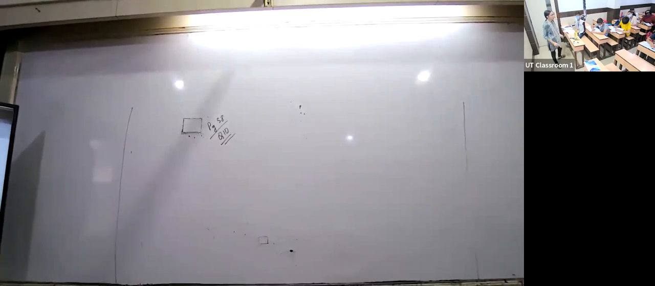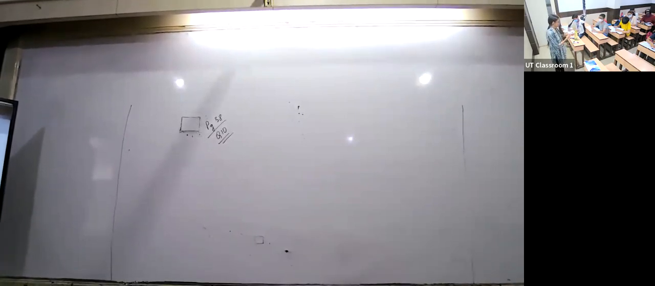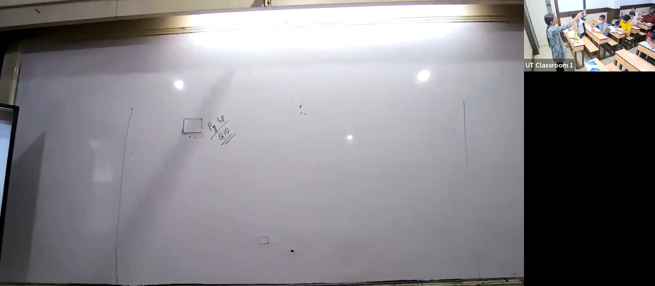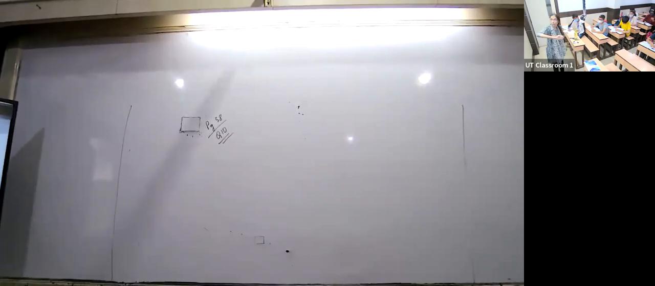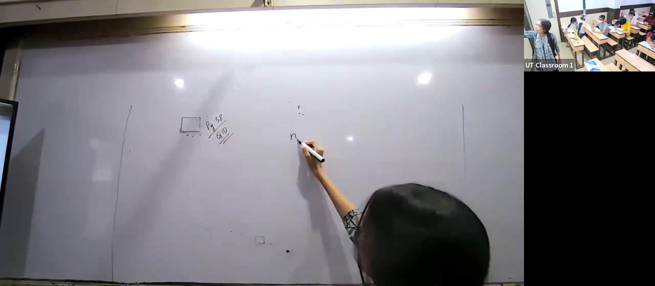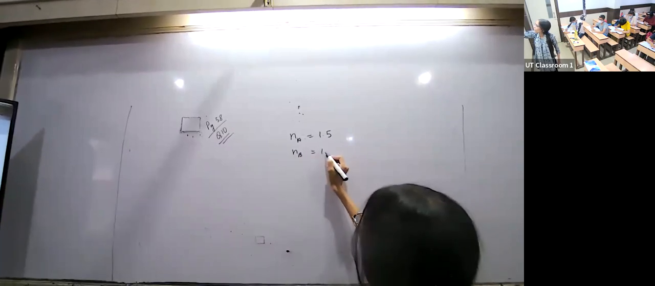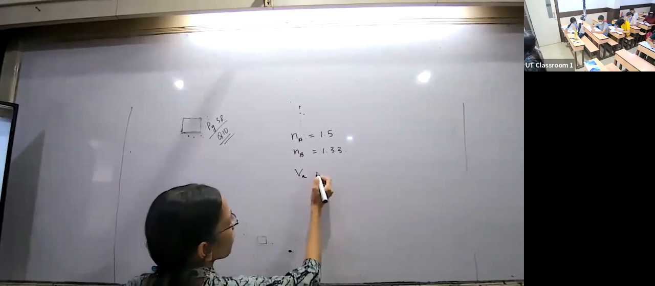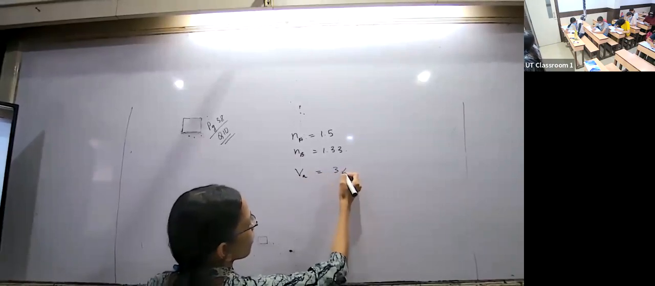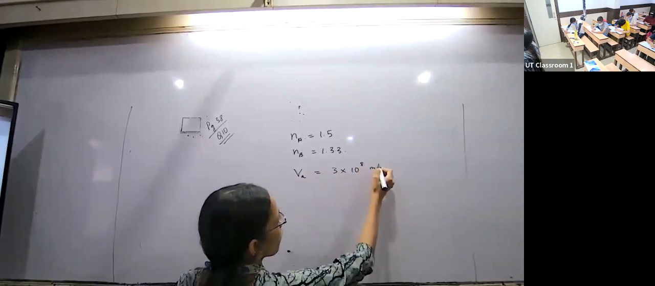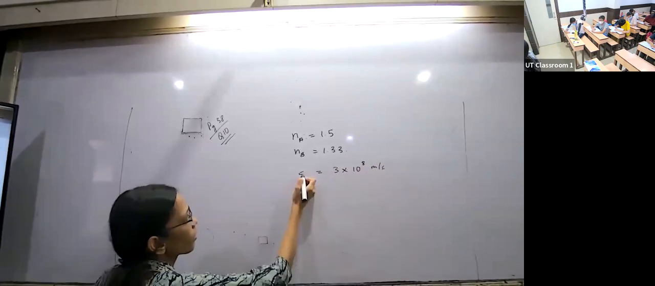Should be D. Okay, D, let's see. Can anyone read it? Can you read it quickly? Yes. The refractive index of medium A is 1.5 and that of B is 1.33. If the speed of light in air is 3 into 10 raised to 8 meter per second, what is the speed of light in medium A and B respectively?